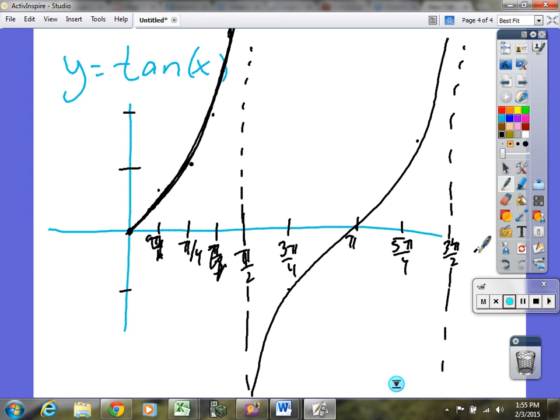Right, like a sumo wrestler. It is not 2 pi. Notice I didn't get to 2 pi. My period's already there. Let's say it in your head. Everybody think about it really quick. I'm going to push pause. I want you to think. Period. What do you got?